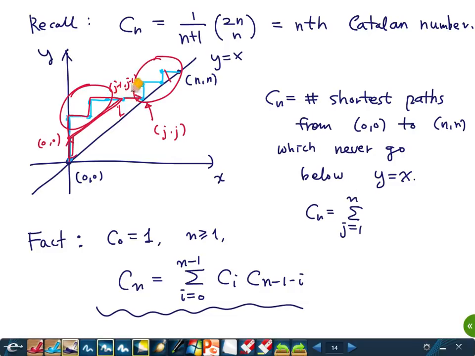And here we have one less than j, so C j minus 1. And here, the length is n minus j, so it's C n minus j. They are the same thing. It's just shifting j by 1. If you let i equals j minus 1, they are the same. This is the idea of the proof of this recurrence relation.